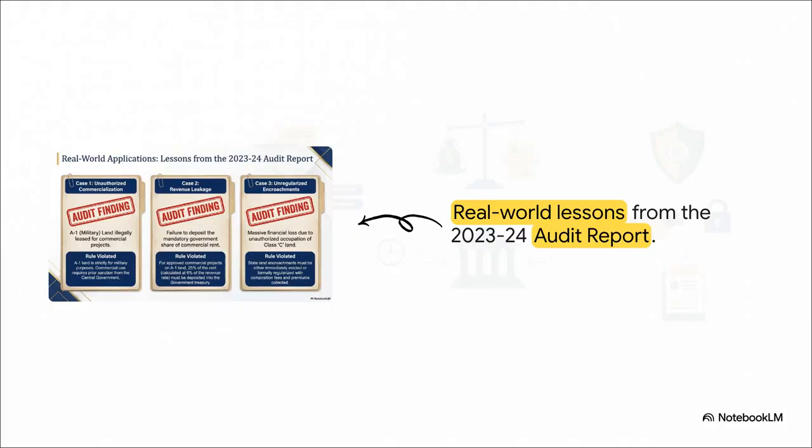Now, why does this level of exactness actually matter? Well, consider some real-world findings from the 2023-24 audit report. One major case highlighted military land that was illegally leased out for commercial projects without central sanction. Another case revealed massive revenue leakage simply because they failed to deposit the mandatory 25% government share of commercial rent. Bypassing proper cost allocation rules isn't just a paperwork error, it directly leads to colossal financial disasters like these.